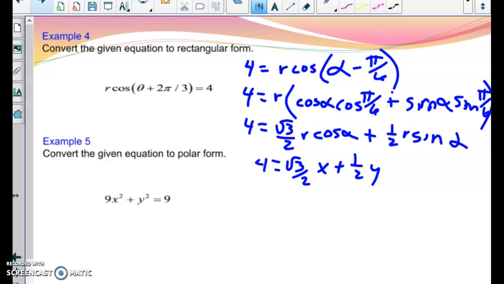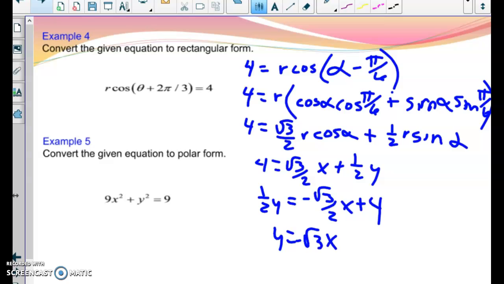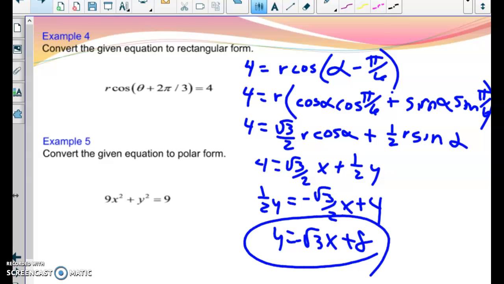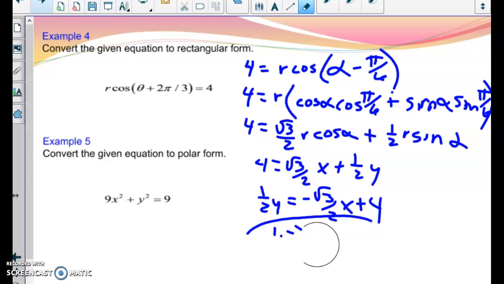And just for the fun of it, I'm going to rewrite it as 1/2 y equals negative root 3 over 2 x plus 4, times 2. So, something like that, very possibly on your test. Let me pause it if you need to.